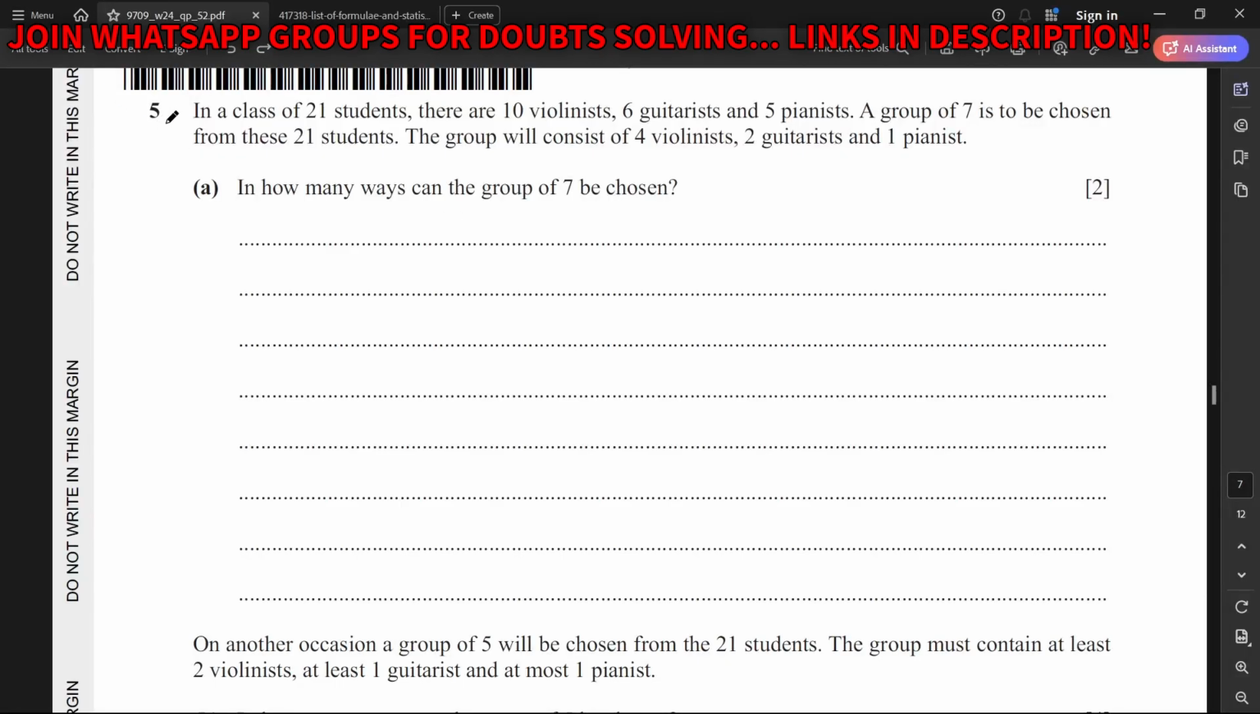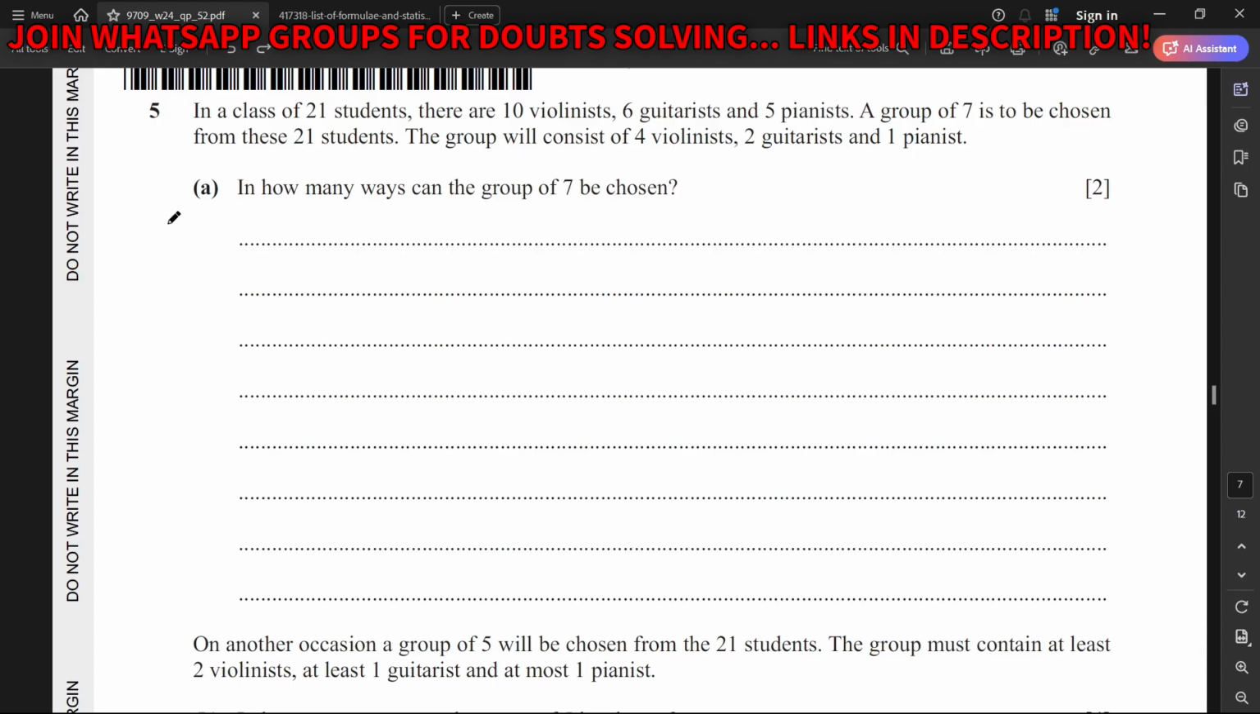Now for question 5, it is given that in a class of 21 students, there are 10 people playing violin, 6 people playing guitar, and 5 people playing piano. A group of 7 is to be chosen from these 21 students, and the group will consist of 4 people playing the violin, 2 people playing the guitar, and 1 playing the piano. In the first part, we are asked to find in how many ways the group of 7 can be chosen.